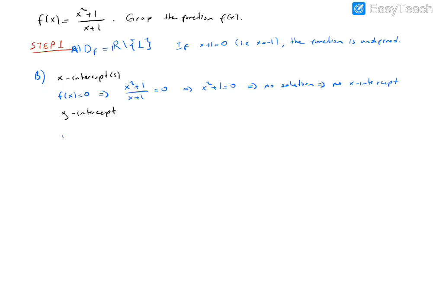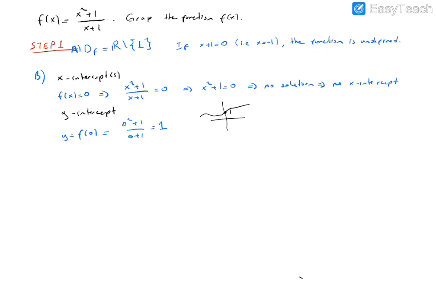For the y-intercept, y equals f of 0, which implies 0 squared plus 1 over 0 plus 1, which is 1. So y equals 1 is the y-intercept. So what does it mean? In the graph, our curve has to pass through this point. Okay, I don't know what the curve is, but it has to pass through this point. And there is no x-intercept, so it is not possible here like that one.